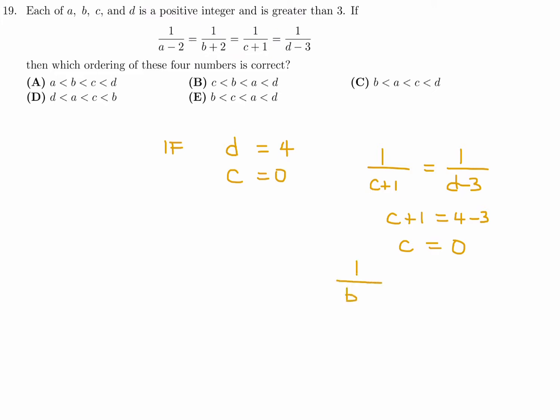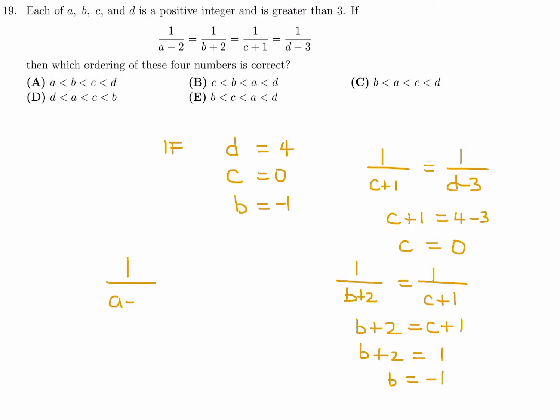Okay, now let's use this. 1 over b plus 2 is equal to 1 over c plus 1. So b plus 2 is equal to c plus 1. So b plus 2 is equal to 0 plus 1, which is just 1. So therefore b is negative 1. And then finally, we figure out a. 1 over a minus 2 is equal to 1 over b plus 2.